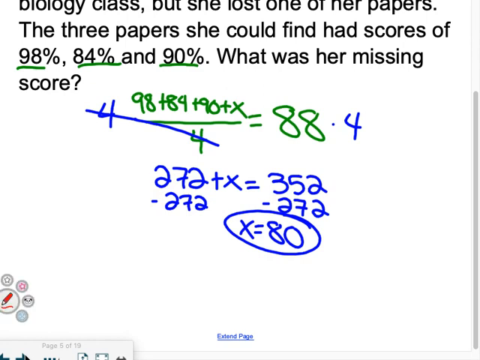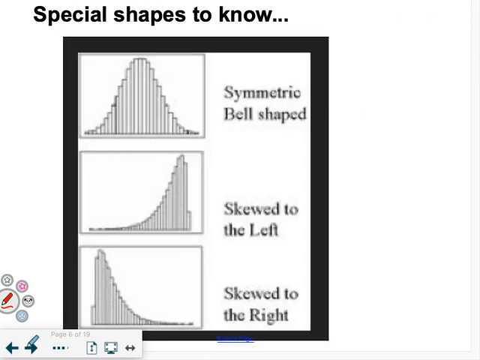Moving forward, now talking about the actual shape of our data. Special shapes to know. These are 3 very common ones that we're going to see. This first one is bell-shaped. If you can tell here, it looks like a bell. We call that bell-shaped. And then we have 2 words here, skewed to the left and skewed to the right.